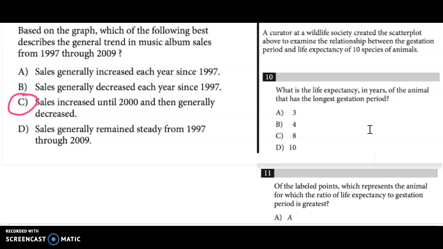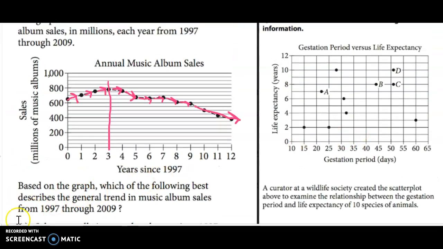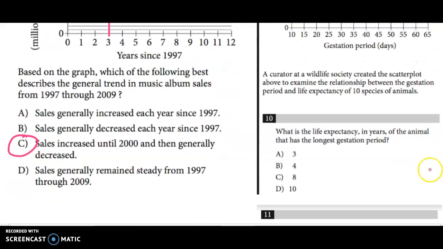What is the life expectancy in years of the animal that has the longest gestation period? We see that there is a data point at an X value of 60. That's our longest gestation period. And this question is only asking us to say, hey, at this X value, what's the Y value? And when I draw that over to my Y-axis, I see that that Y value, my life expectancy, is 3 years.